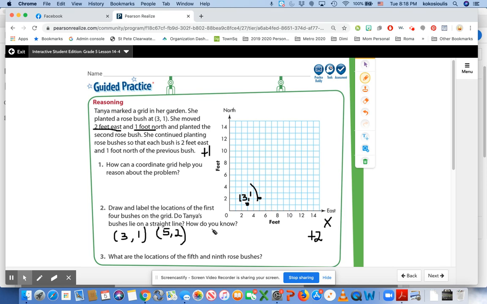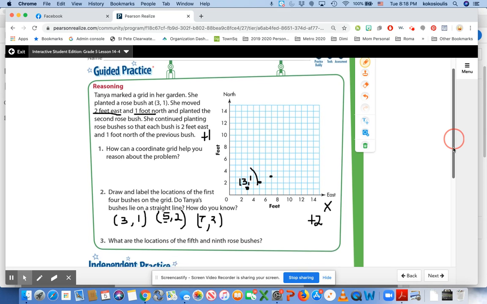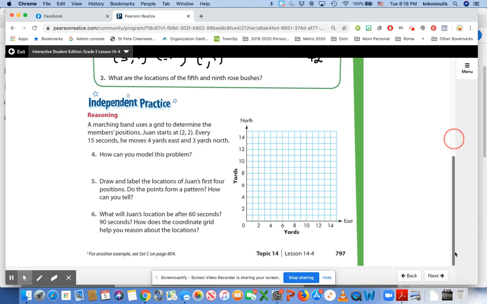What's the next point going to be? Well, this one has to go up by 2, so that's going to be 7. And this one goes up by 1, 3. 7, 3. That's my next one. And I could keep going and figure out the locations of the rest.